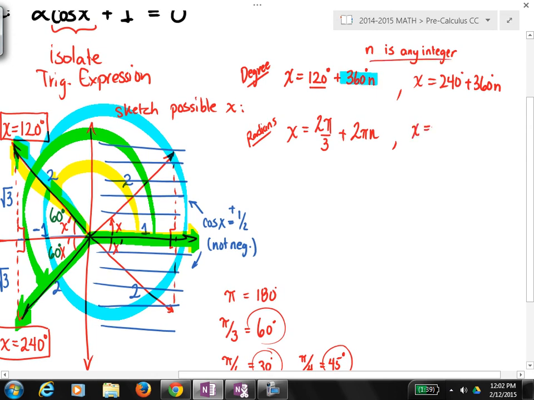And x is equal to, what about 240? How many 60s fit into 240? Oh, yeah, 4, sorry. So 4 pi over 3 plus 2 pi n.